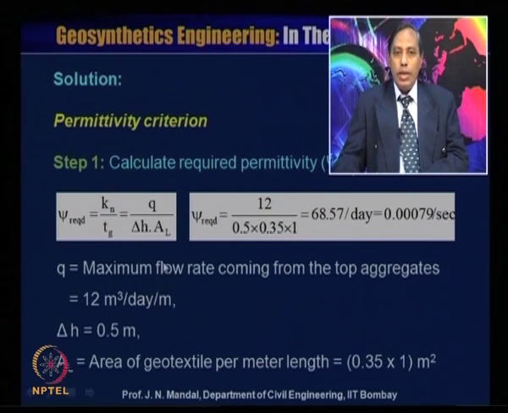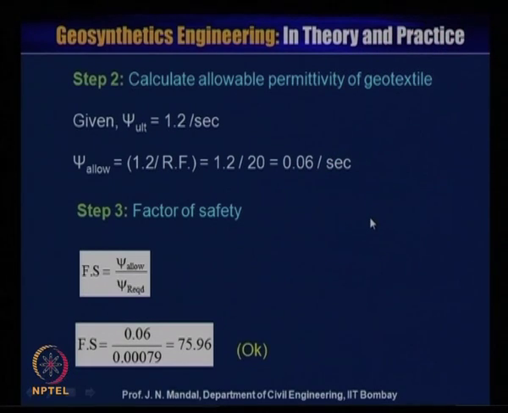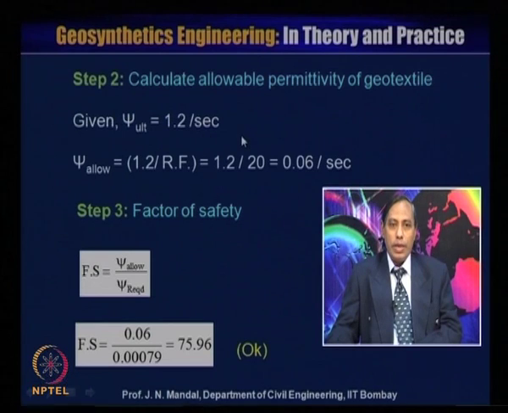Q is the maximum flow rate coming from the top aggregate, which we take as 12 meter cube per day per meter. As I already mentioned, delta H is 0.5, and the area is the geotextile length in meter square. Step 2, calculate the allowable permittivity of the geotextile. Psi ultimate is given as 1.2 per second. So psi allowable will be 1.2 divided by the reduction factor, which is given as 20. So this will be equal to 1.2 by 20, which is 0.06 per second.